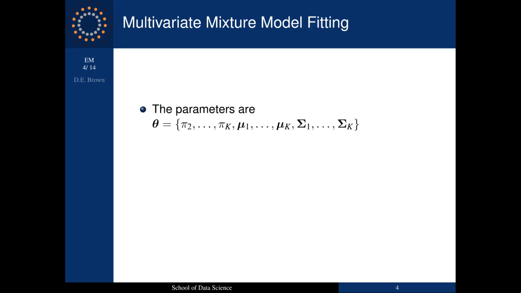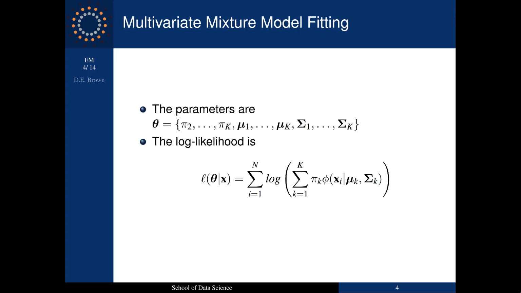Let's look at the parameters we have to fit in order to solve this mixture model problem. We have the mixing probabilities, pi 2 through pi k. We've arbitrarily removed pi 1 because they have to sum to 1, so any one of these can be removed because it's defined as 1 minus the sum of the other ones. Then we have the mean vectors for each of the Gaussians, and the variance-covariance matrix for each of the Gaussians, 1 through k.